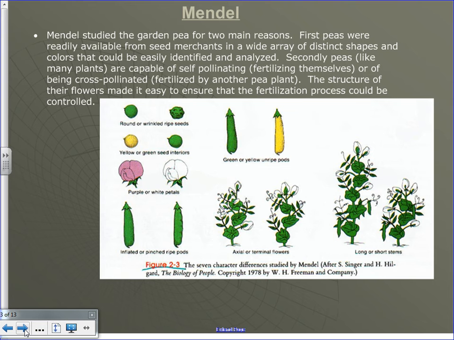All right, so the things he looked at: round or wrinkled peas, yellow or green peas, purple or white petals on the flowers, inflated or pinched pods, yellow or green unripe pods. Axial or terminal flowers. Terminal flowers are ones that only grow on the very tips of stems. Axial flowers will grow anywhere. And long or short stems. He also called that tall and dwarf versions of the plant. So these were all the characteristics that he looked at when he was doing his studies here.